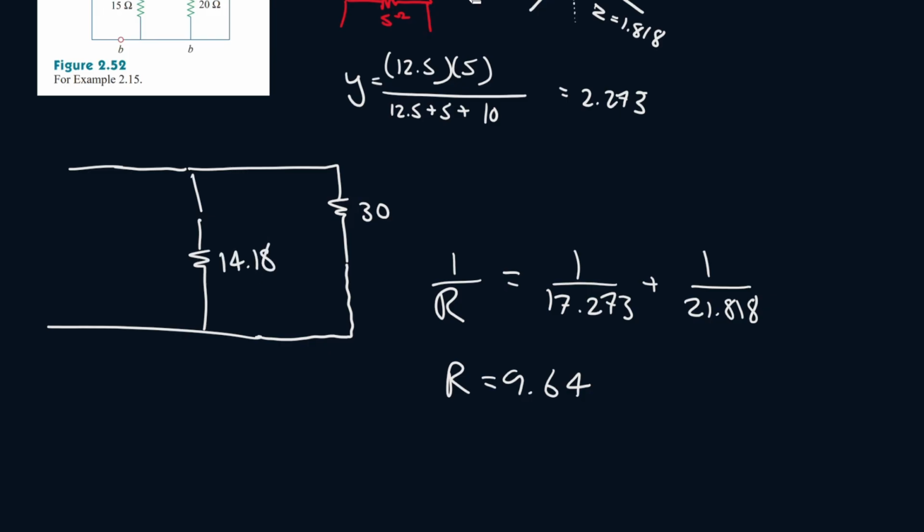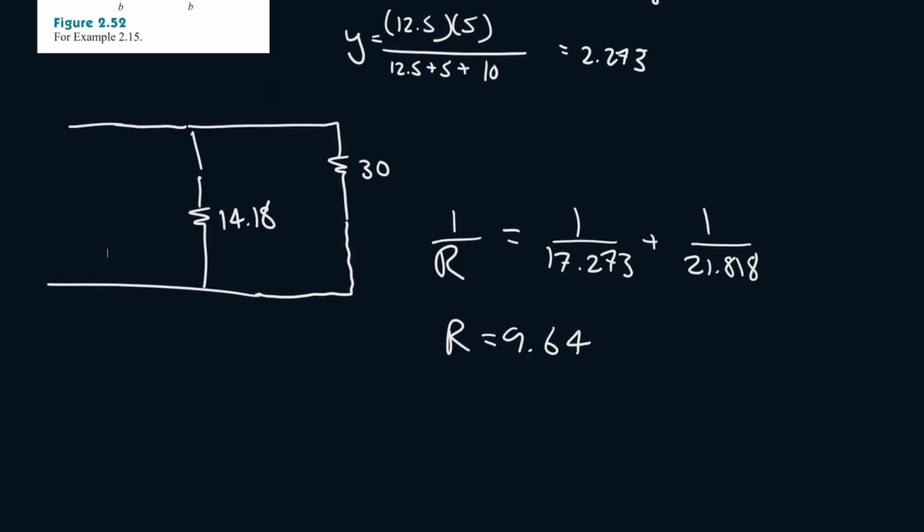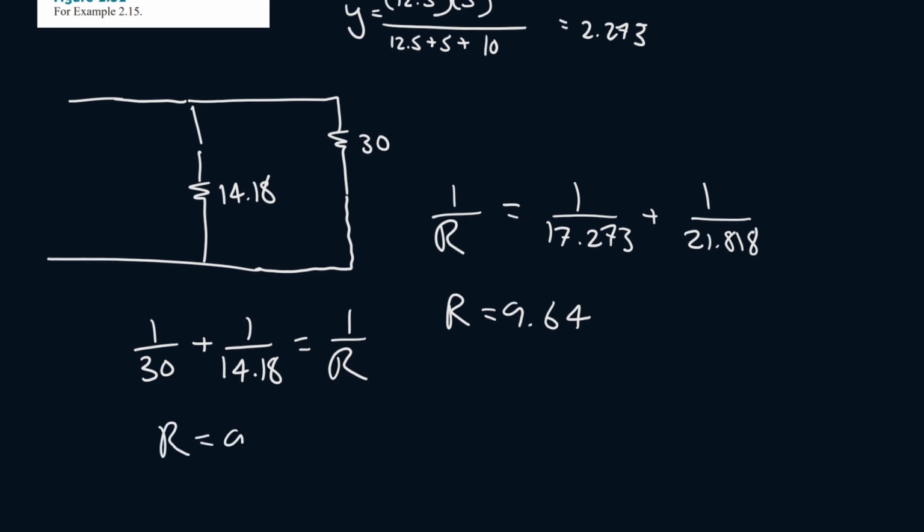And we have 14.18. Now we just have these two left. So these two are in parallel. So it'll be 1 over 30 plus 1 over 14.18 equals 1 over R. Solve for R. So that means R will be equal to 9.628. So this whole circuit, its resistor equivalent is 9.628 ohms.